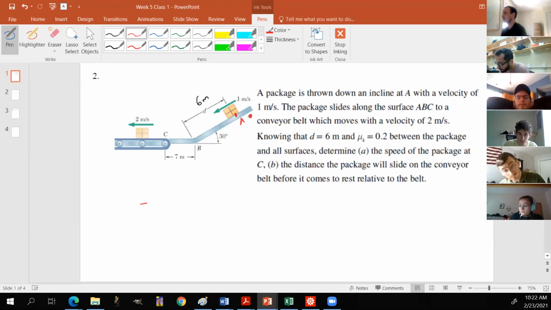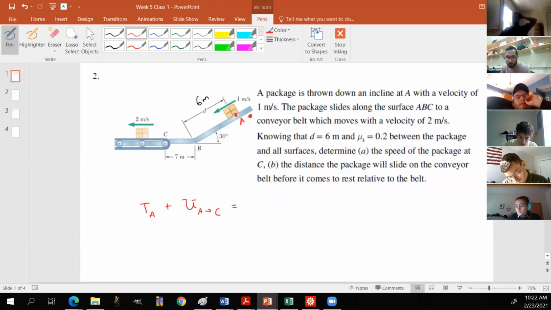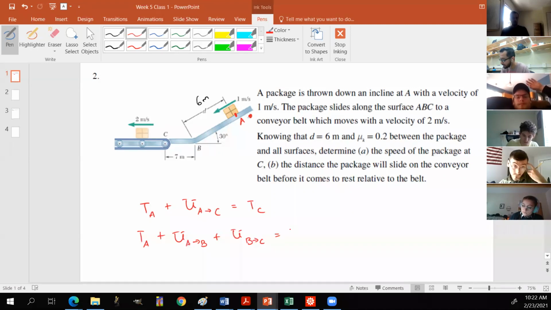So you can say that the initial kinetic energy, plus the work done to move from A to C, is going to equal your kinetic energy at C. But because it's at an incline here, and then it's going to be horizontal over here, you can break this term up. You can say that TA, plus the work from A to B, plus the work from B to C, equals your kinetic energy TC, right?